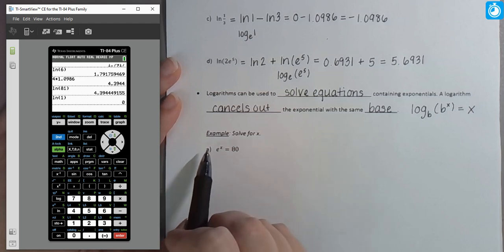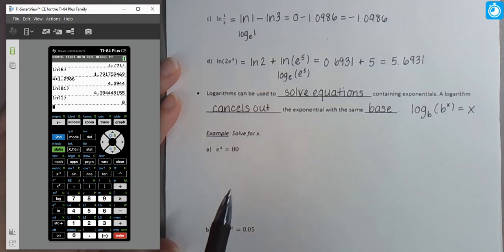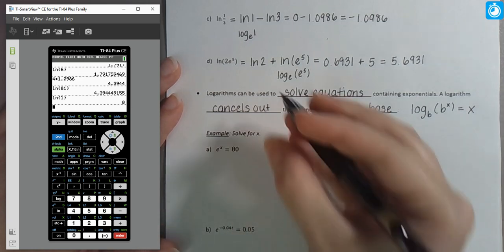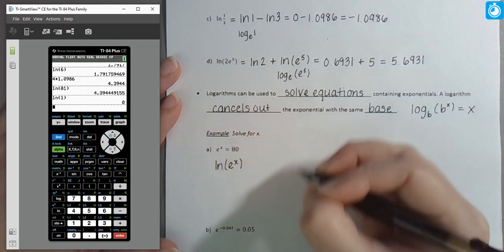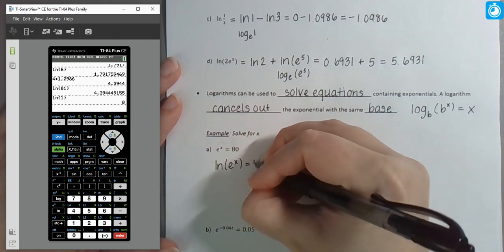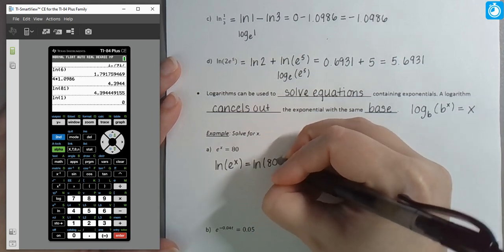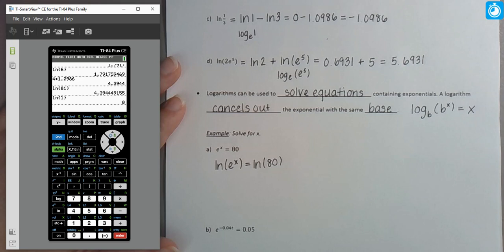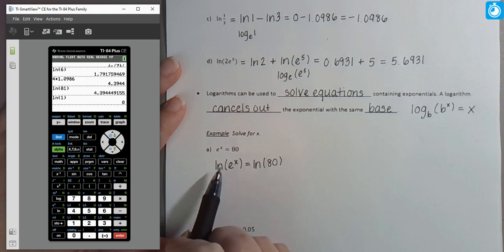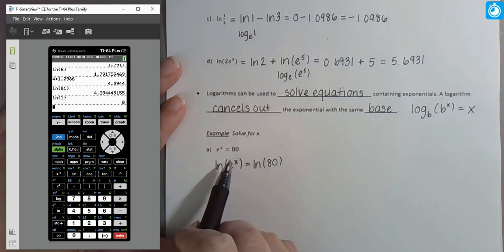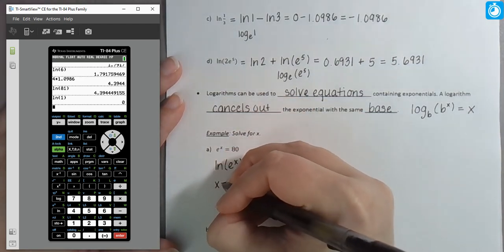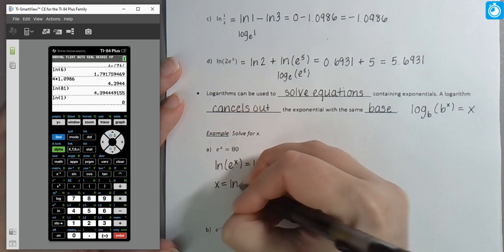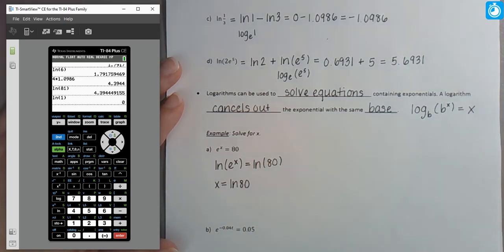Just like I could apply a square root to both sides, I can also apply a logarithm to both sides of the equation. So I'm going to apply the logarithmic function base e, the natural log, to each side of the equation. Whatever I do to one side, I have to do to the other in order to keep everything in balance. Now, how does that help us? The natural log of e to the x power, this is log base e, this is the exponential base e, and so they cancel one another out, and we're just left with x. So x is equal to the natural log of 80.